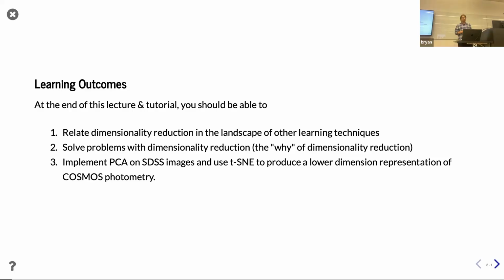And some specific examples that you'll have in the tutorial are to implement a principal component analysis on SDSS images, which is a very common use case for PCA, and to use t-stochastic neighbor embedding to produce a lower dimension representation of some recent COSMOS 2020 photometry. There's also a third bonus problem that is significantly more involved, where you could write a self-organizing map, which is the other technique that I'll talk about.